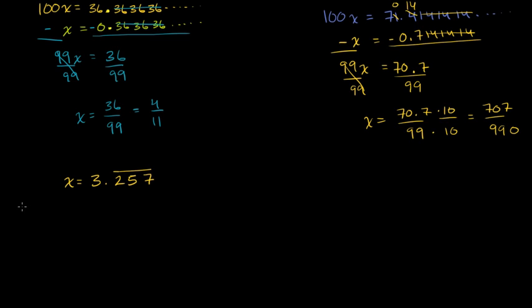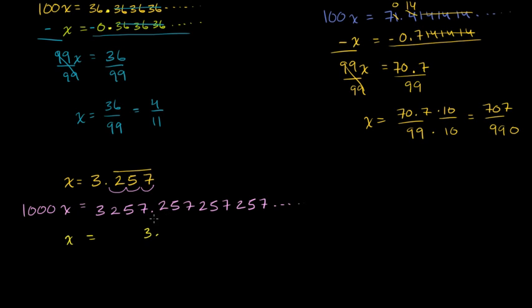So we can get 1,000x is going to be equal to what? We're going to shift the decimal 3 to the right. 1, 2, 3. So it's going to be 3,257 point, and then the 257 keeps repeating. 257, 257, 257. Keeps going on and on and on forever. And then we're going to subtract x from that. So here's x. x is equal to 3. You want to make sure you have your decimals lined up. It's 3.257, 257, 257. Keeps going on forever. And notice, when we multiplied it by 1,000, it allowed us to line up the 257s so that when we subtract, the repeating part cancels out.